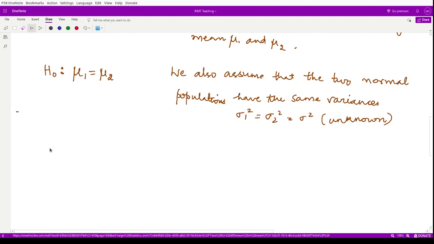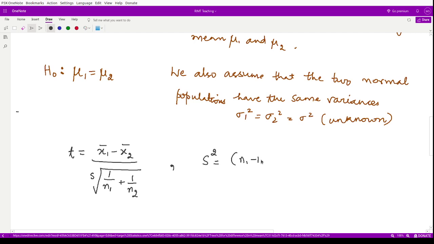So for this we use the t-test, which is given by t is equal to x1 bar minus x2 bar divided by s times the square root of 1 divided by n1 plus 1 divided by n2, where n1, n2, x1 bar, x2 bar you already know. So how do you calculate this s? The square of it is calculated by the formula: n1 minus 1 into s1 square plus n2 minus 1 into s2 square, divided by n1 plus n2 minus 2. So this is the formula.